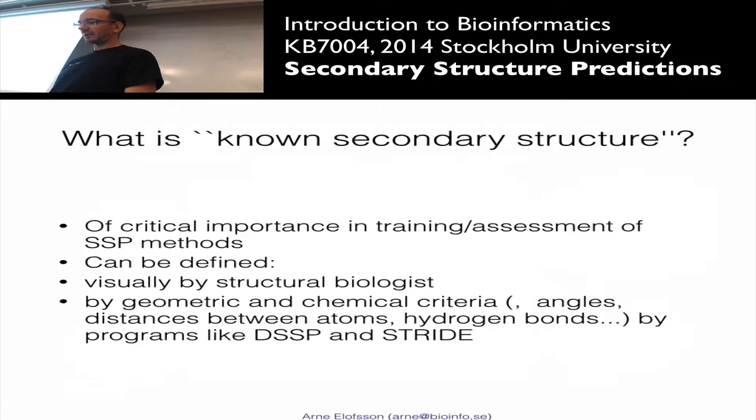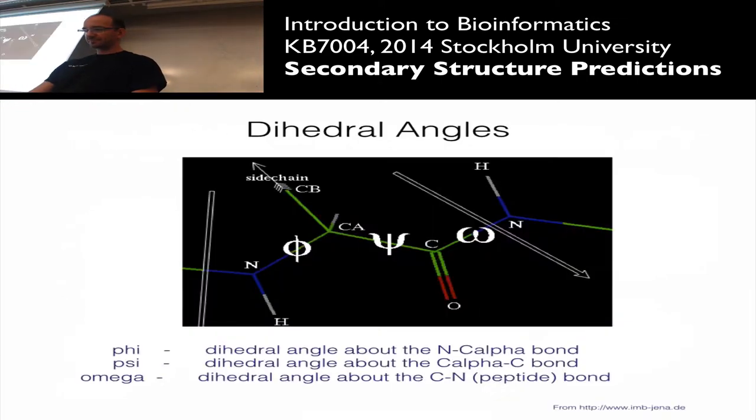But there are programs that can do it. There are programs like DSSP and Stride that can do it. They do not agree perfectly, but in general they agree, but also visually by structural biologists, people look at it and assign things. Okay, so these phi, psi angles, in addition to omega, describe the secondary structure. If you have them accurate enough, you can describe the whole backbone structure of the protein.